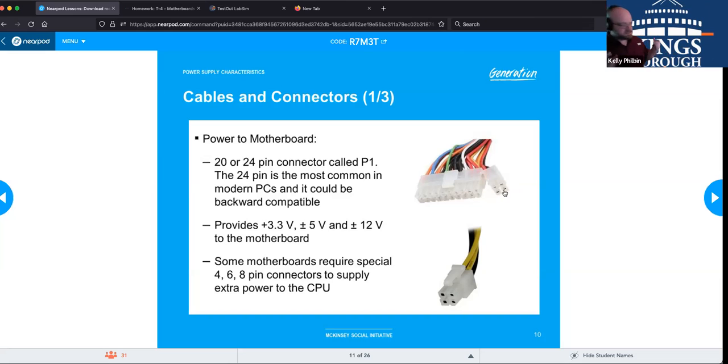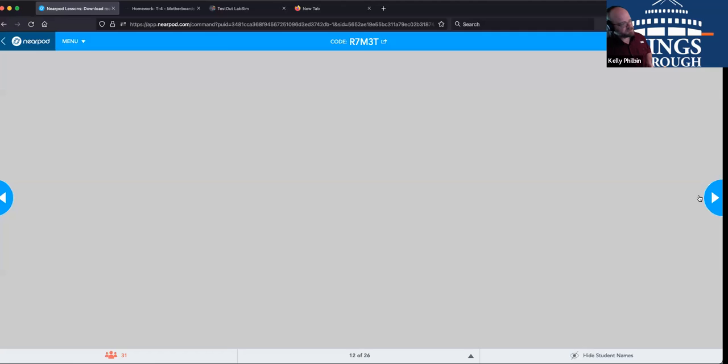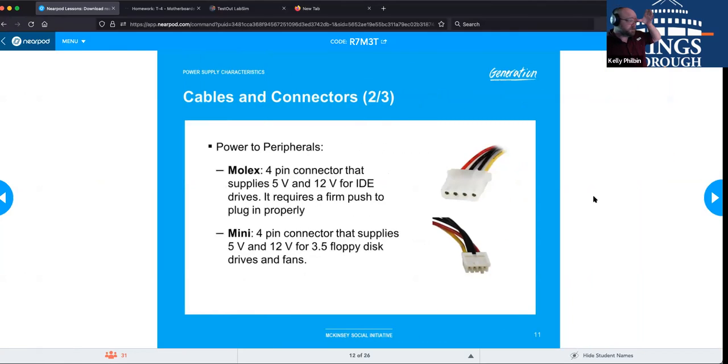And this provides the majority of the power to the motherboard itself. Some motherboards will require special connectors for their CPU, and they can either be a 4, 6, or 8-pin connector. It will look something like this, a square connector. As we remember when we were going over the motherboard geography, they had that CPU power supply connection. Others we will become familiar with.